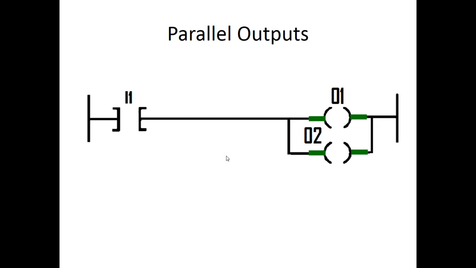So parallel outputs, you can put a parallel around an output and turn on another output, and we'll start doing a little bit more of that. Do not put outputs in series. This O2 cannot be here. They have to be in parallel on a SLC 500.